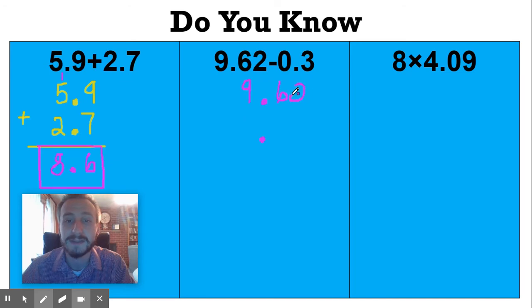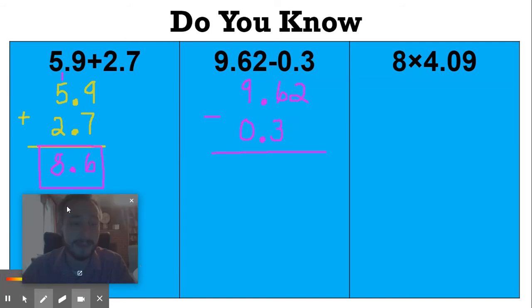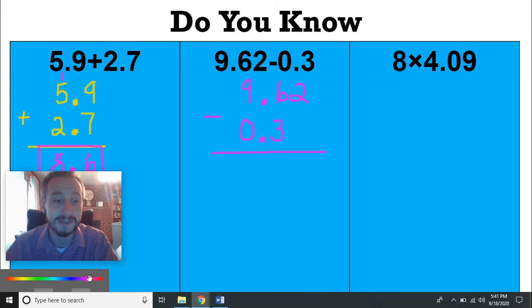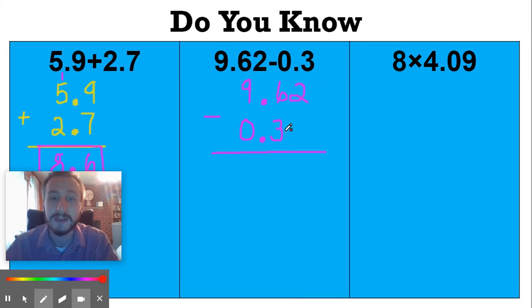So we have 9.62. Now I want to subtract 0.3. So I write my 0 here, I write my 3 here. Now remember, it's okay that it looks weird because whenever you have a blank space, we can add a placeholder, which is just 0. So let's add a placeholder. And now I can subtract like normal.